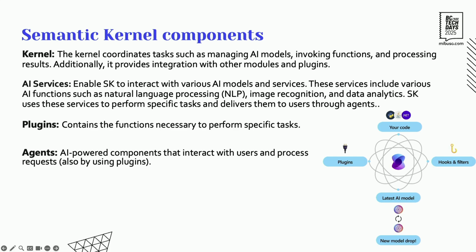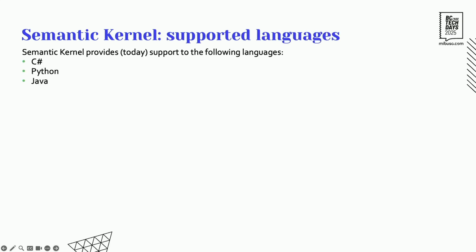So plugins are the third main component. You can define plugins. Plugins are functions that you can add to your AI solution in order to do complex tasks or work with your application, with your data, and something like that. And then Semantic Kernel supports agents. So it has components that permit you to support different agentic patterns, in order to support also multi-agent solutions.